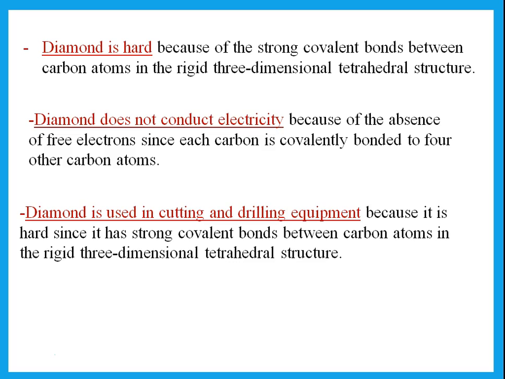Diamond is used in cutting and drilling. We said diamond is hard. And because it's hard, we use it in cutting and drilling. So it's used in cutting and drilling equipment because it is hard, since it has strong covalent bonds between carbon atoms in the rigid three-dimensional tetrahedral structure. Please learn these explanations and understand them and try to write them correctly.